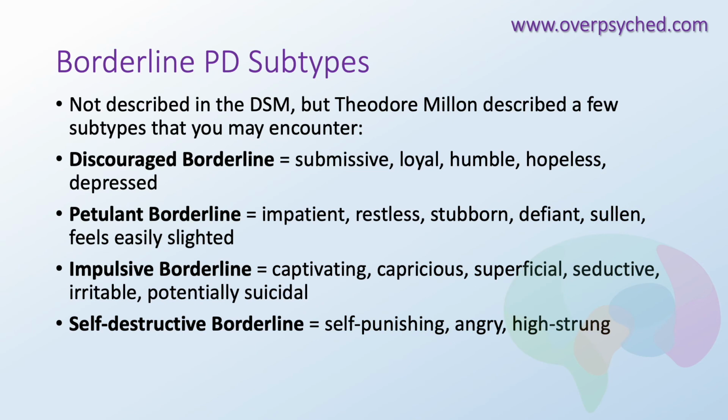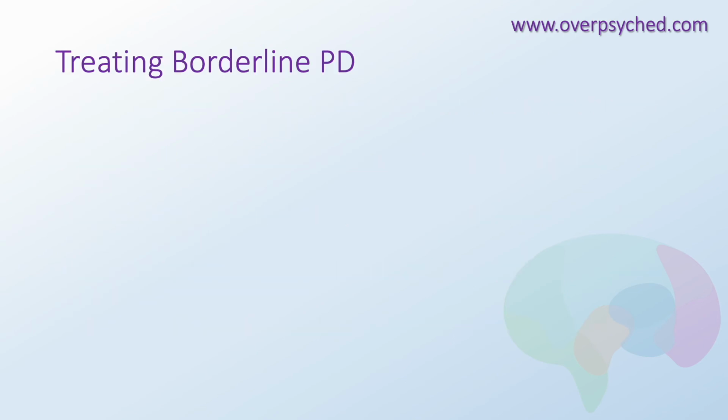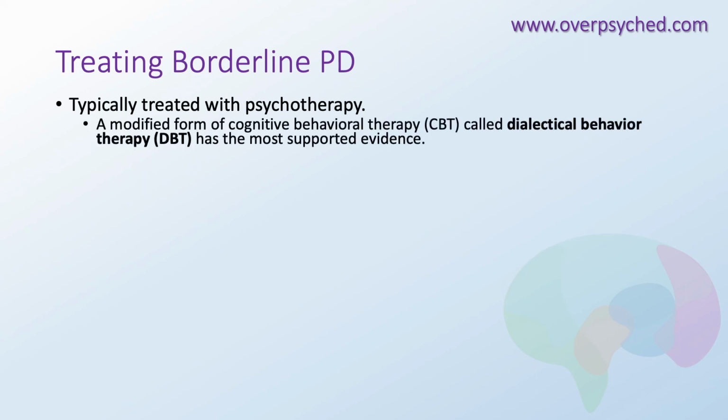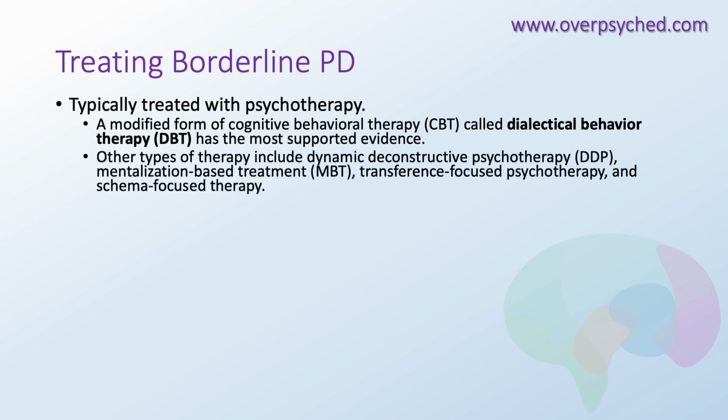And now the final topic that we will discuss in this video is treating borderline personality disorder. Borderline is typically treated with psychotherapy. A modified form of cognitive behavioral therapy, or CBT, called dialectical behavior therapy, DBT, has the most supported evidence. Other types of therapy include dynamic deconstructive psychotherapy, or DDP, mentalization-based treatment, or MBT, transference-focused psychotherapy, and schema-focused psychotherapy.